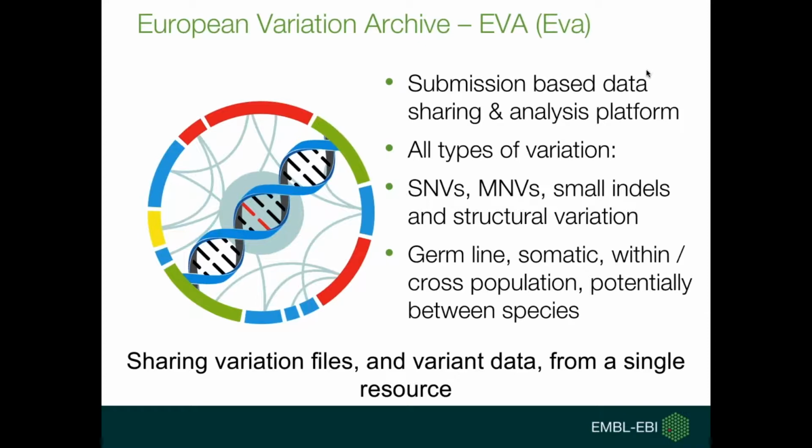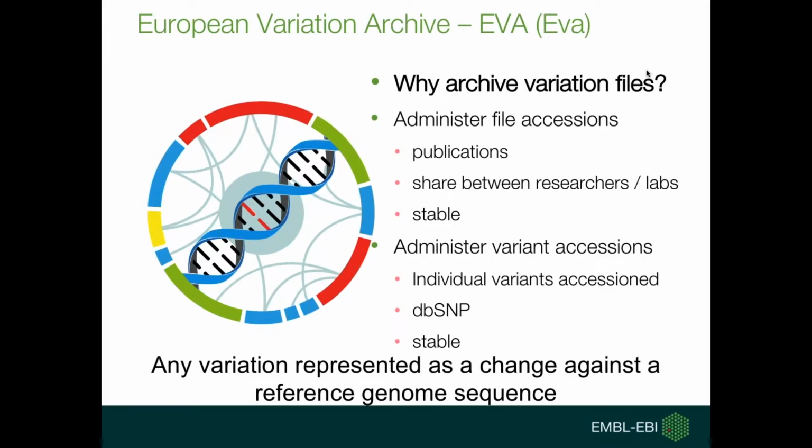The EVA is a submission-based data sharing and analysis platform. Importantly, it's for all types of genetic variation: small nucleotide variants, multi-nucleotide variants, indels, and right through to structural variations. The samples that we analyze can be germline, somatic, within populations, or the variants that we have can be potentially even between species. And the point of the EVA is to share variation files and variant data from a single resource here at EMBL-EBI.